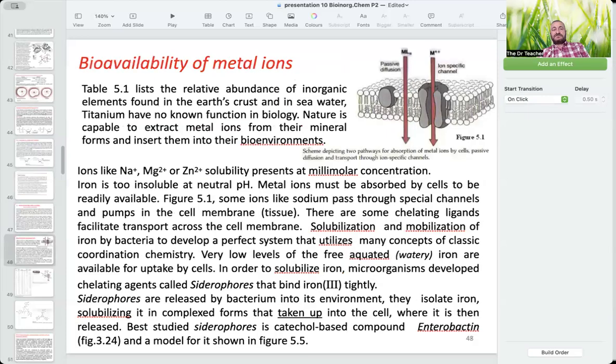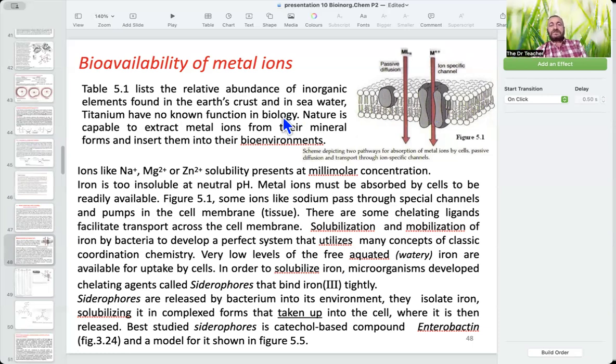Bioavailability of metal ions. You can see this is what you have. The metal ligand comes into the cell by passive diffusion, and then the ions will go inside through an ion-specific channel. So the complex goes inside channels of the cells, but the intake of the metal ions will go into different cells of the tissue.